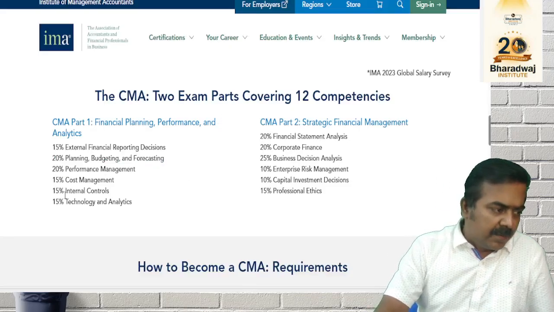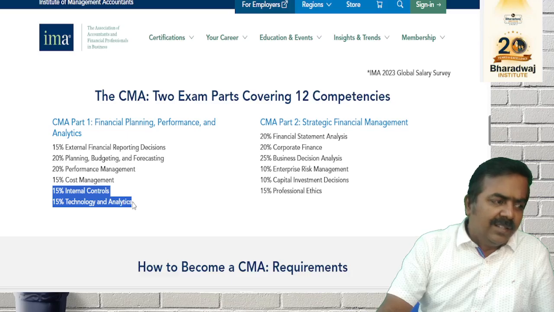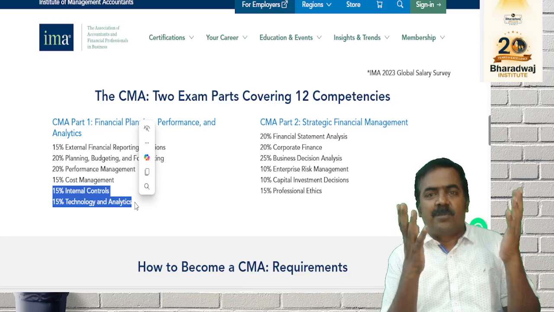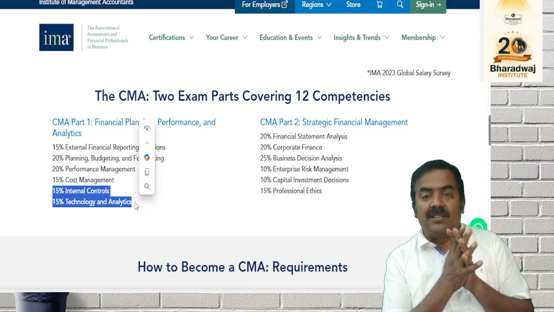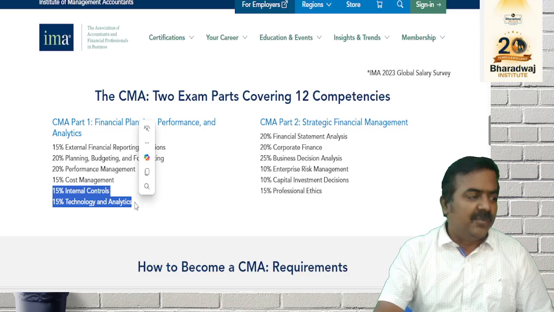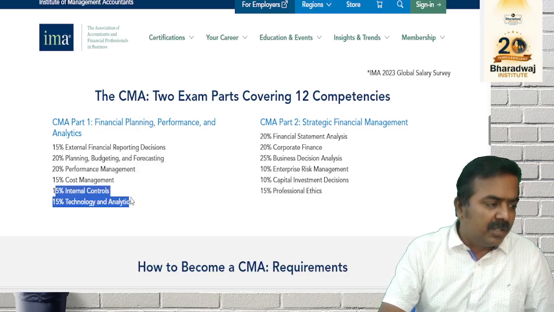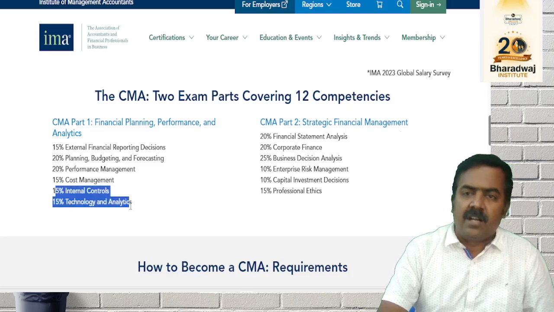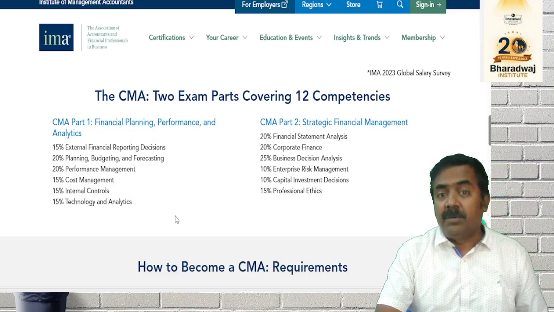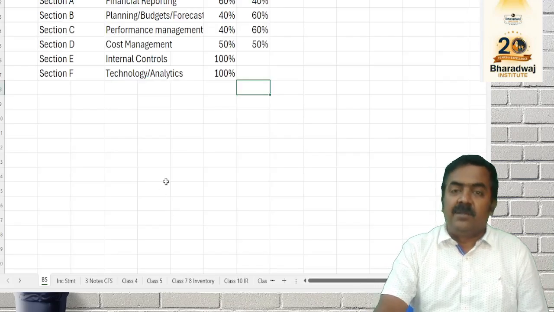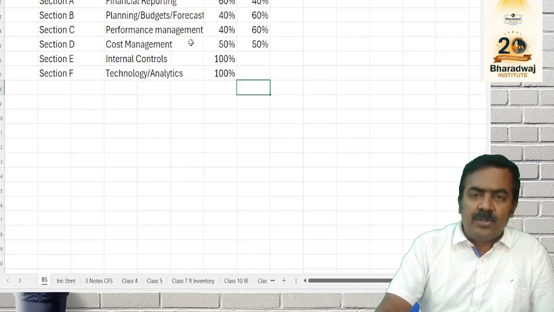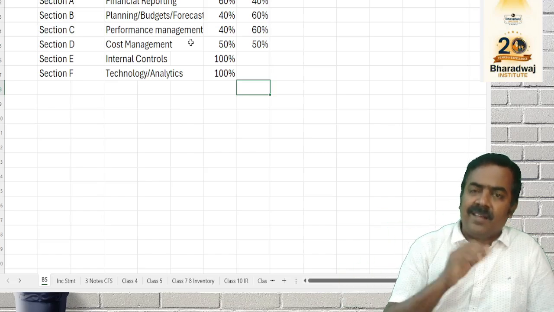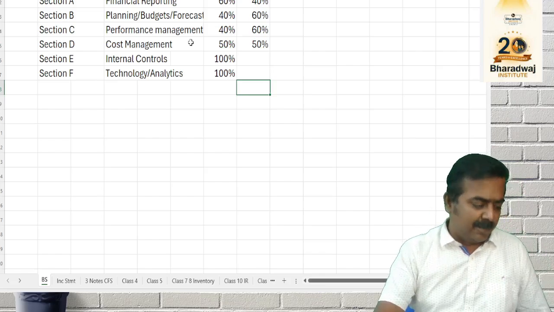Coming to the next one, many students feel theory because in CMA, if you give them 100 problems, they'll be ready to do it. But the theory, they hate. No, if you don't learn theory, straight away 30% will be gone in internal controls and technology analytics. Because minimum pass mark required is 72%. Please remember, my friends. So don't classify it as theory, practical, accounting, costing like that. Ensure that you are learning all the topics.